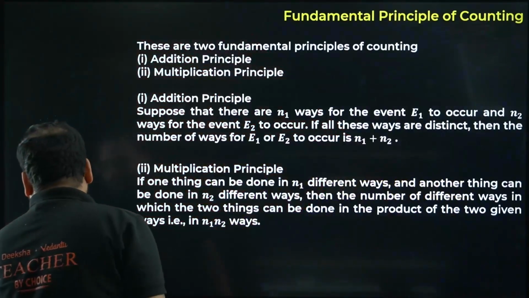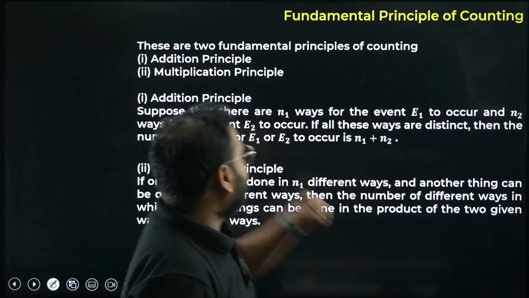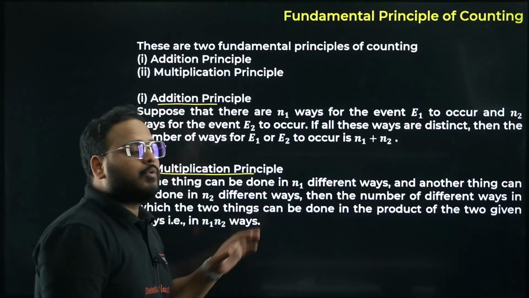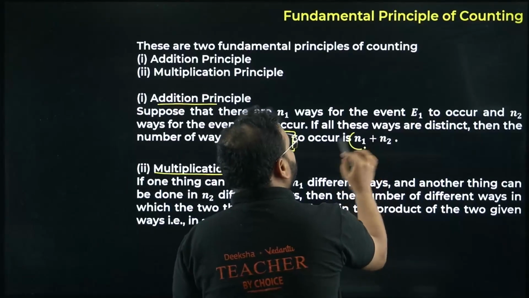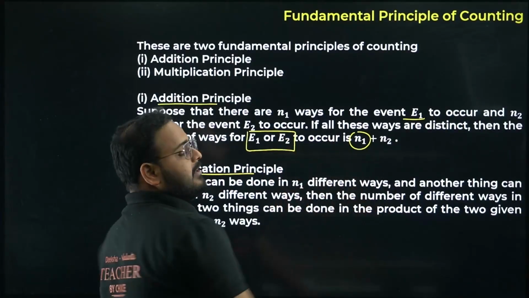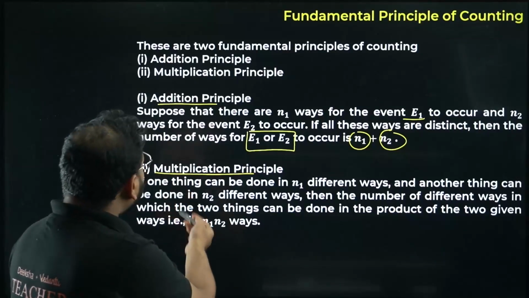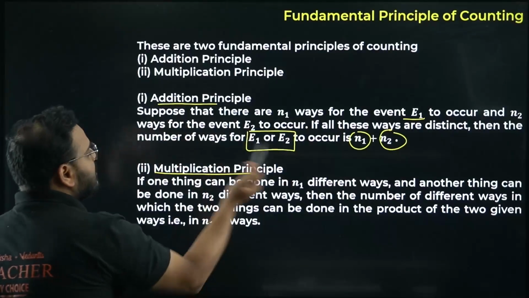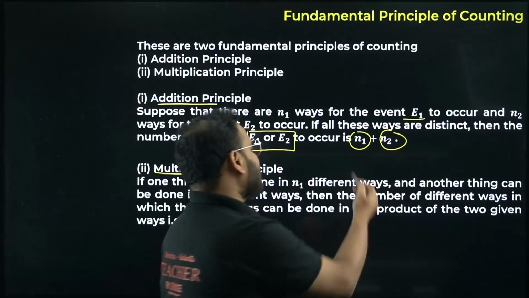Okay, so what we have first is the fundamental principle of counting, for the cases of the addition principle and the multiplication principle. Whenever you have this OR case, E1 or E2, you simply take the number of ways for event E1, and the same goes for event E2. Suppose there are n1 ways for the event E1 to occur, and n2 ways for the event E2. Then the number of ways for E1 or E2 is n1 plus n2.